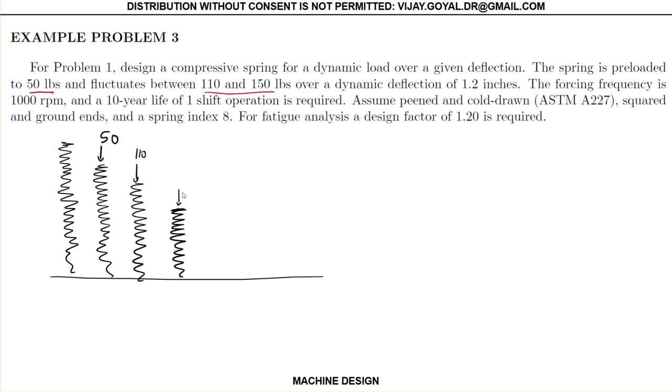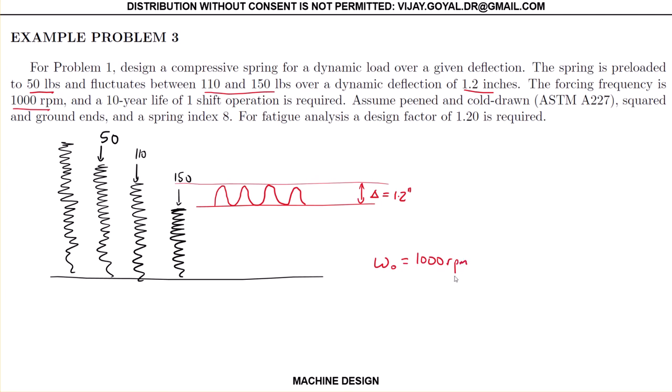This is where your fluctuation occurs, and the problem says it has a dynamic deflection of 1.2 inches. So what this really means is that between this point and this point, the spring is fluctuating between these two loads, and this dynamic deflection is 1.2 inches. The problem also says that the forcing frequency is 1000 RPM. That is a requirement, along with a 10-year life and one operation shift.